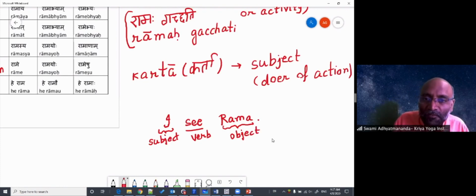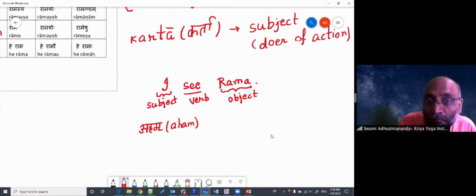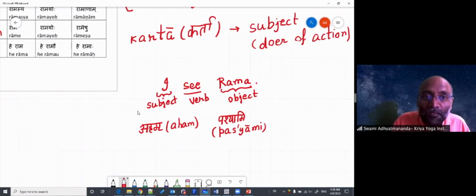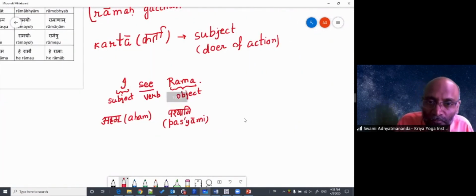In Sanskrit, the way I will write this sentence would be, so this I in Sanskrit, we have not discussed it, but it's called aham. I see would be aham pashyami, if you remember from our verb table. And then Rama, because it's an object, I will use the second case, and it's singular. I'm seeing one Rama, so I'll use Ramam. So here I will say aham pashyami Ramam.